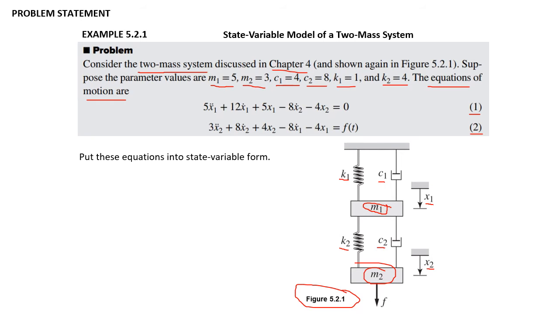Equation 1 is given to us as 5x1 double dot plus 12 times x1 dot plus 5 times x1 minus 8 times x2 dot minus 4x2 is equal to 0. So that's our first equation of motion. The second equation of motion is given to us as 3x2 double dot plus 8x2 dot plus 4x2 minus 8x1 dot minus 4x1 is equal to f of t. So what they're asking us to do in this problem is to put these equations into a state variable form.